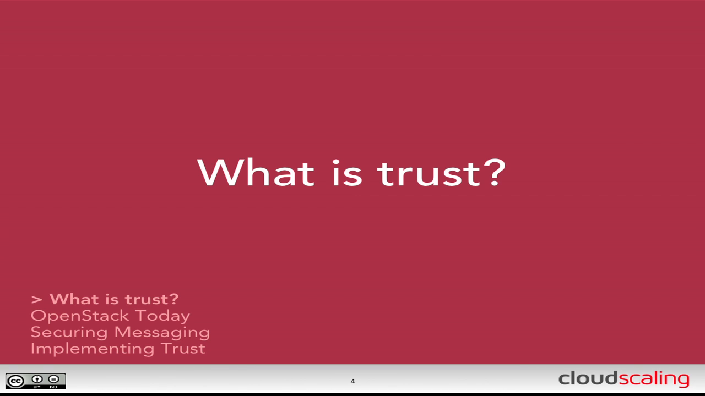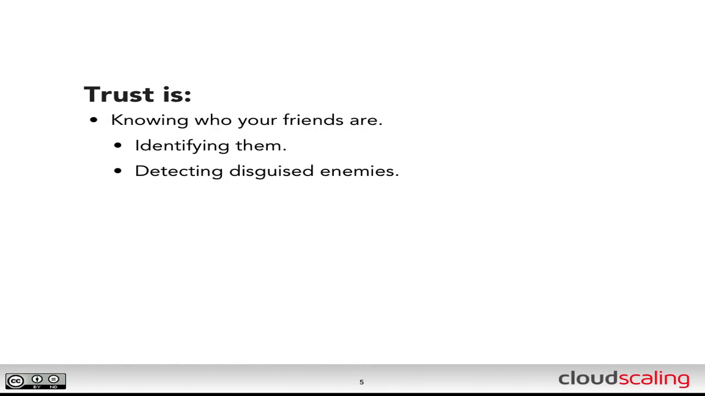And to put trust in, we need to understand what trust is. Trust is knowing who your friends are. Trust in computing is not different than trust in real life. You have to know who your friends are, you need to know how to identify them, and you need to be able to know when someone is trying to fool you by saying they're someone else. You don't want identity fraud.